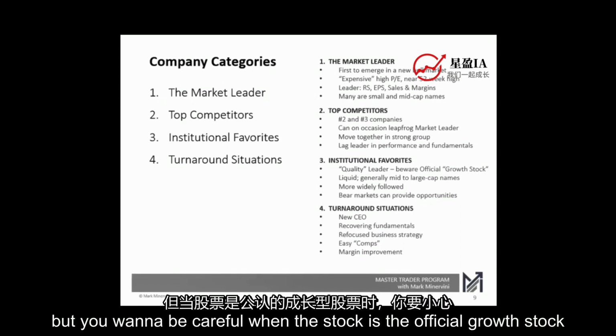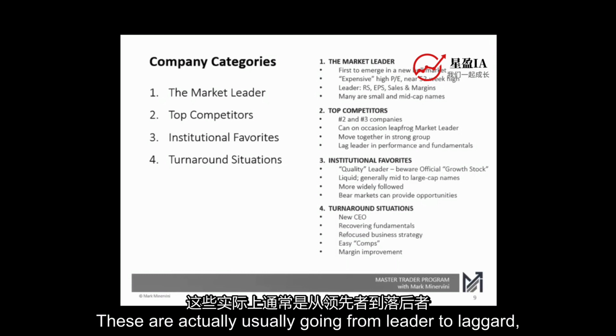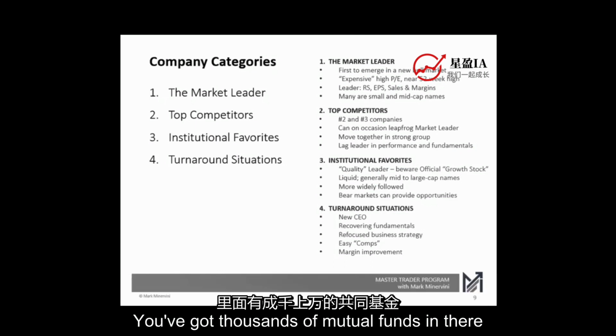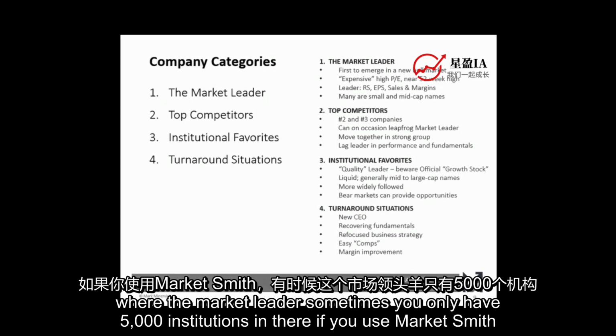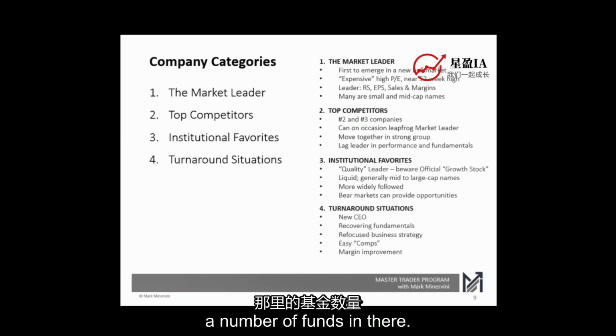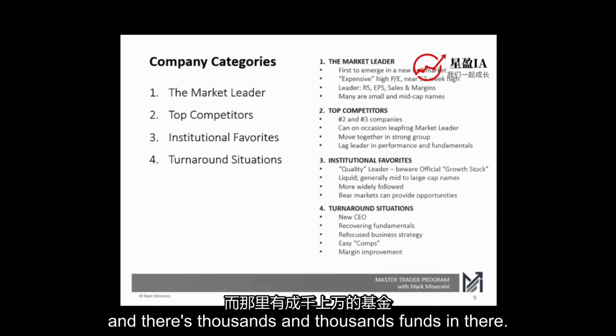But you want to be careful when a stock is the official growth stock and it's the quality leader, if you will. These are actually usually going from leader to laggard, because now all the money's been moved into them and there's just nothing but supply. You've got thousands of mutual funds in there, whereas with a market leader, sometimes you only have 50, 100 institutions. If you use MarketSmith, you can go in there and see the number of institutions and funds in the stock. There might be a very small number compared to, say, Microsoft, where there are thousands and thousands of funds.